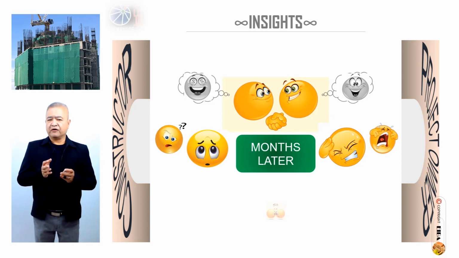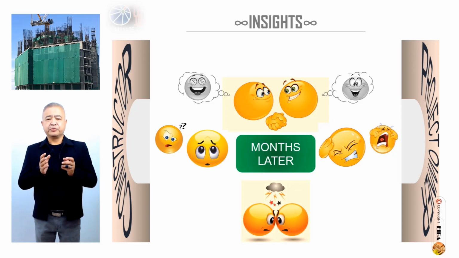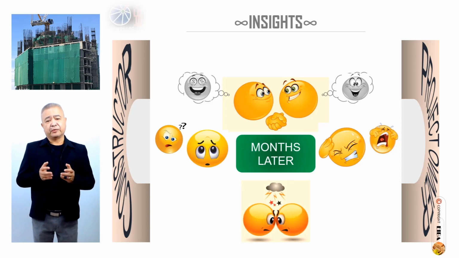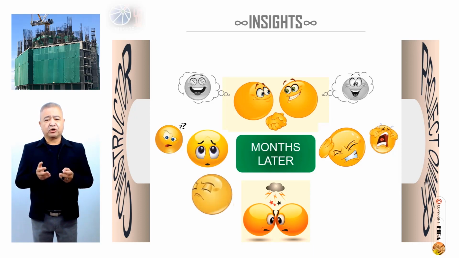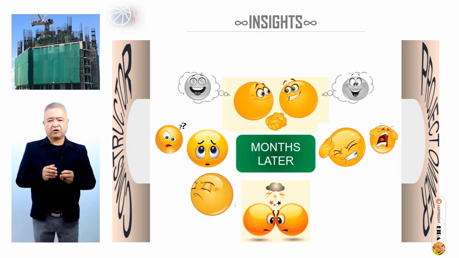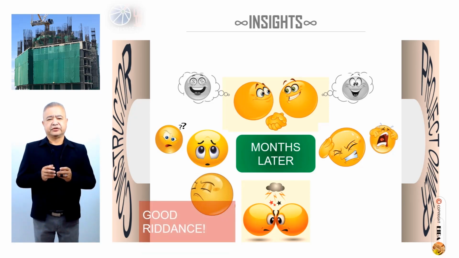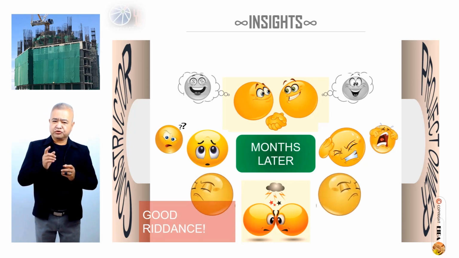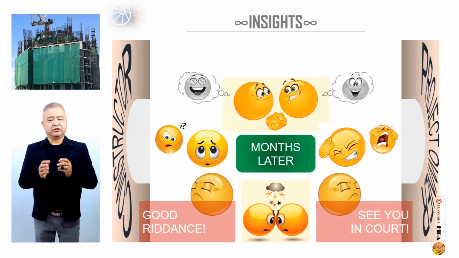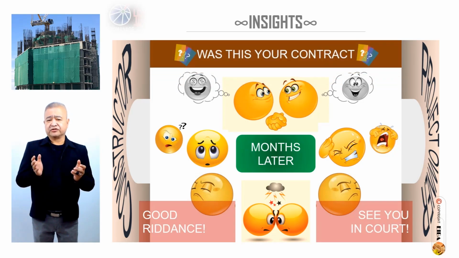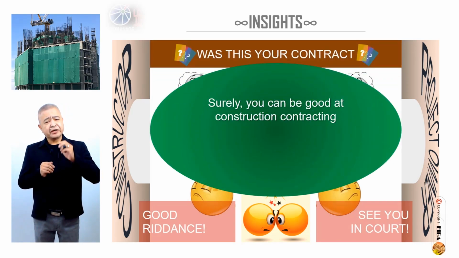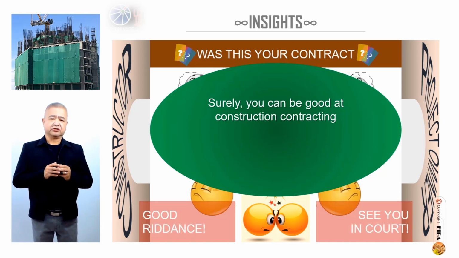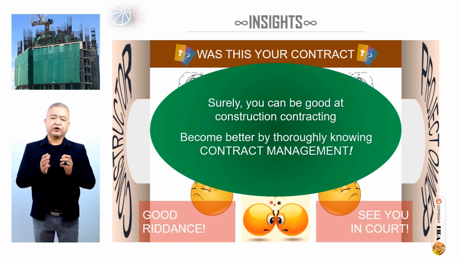He was troubled. Conflicts had been increasing during the execution even though the project was completed. Constructor was enraged and had wanted to abandon the project so many times. Told the project owner, "Good riddance." The project owner had threatened, told the constructor, "See you in court." Was this your contract? Surely you can be good at construction contracting. Become better by thoroughly knowing contract management.